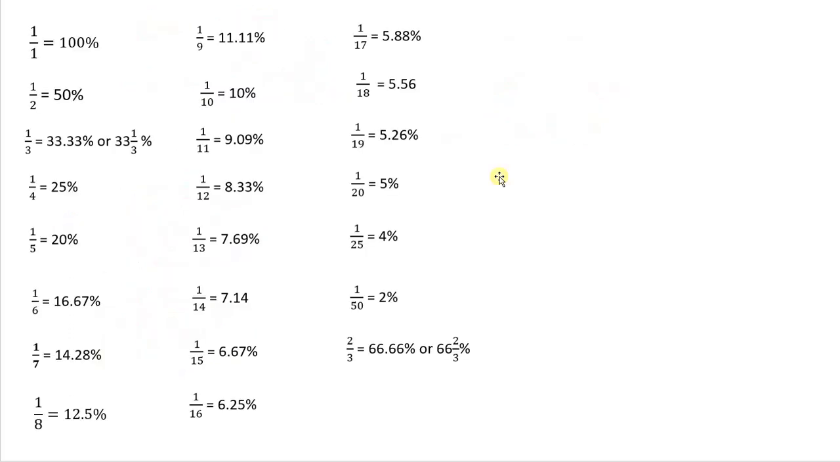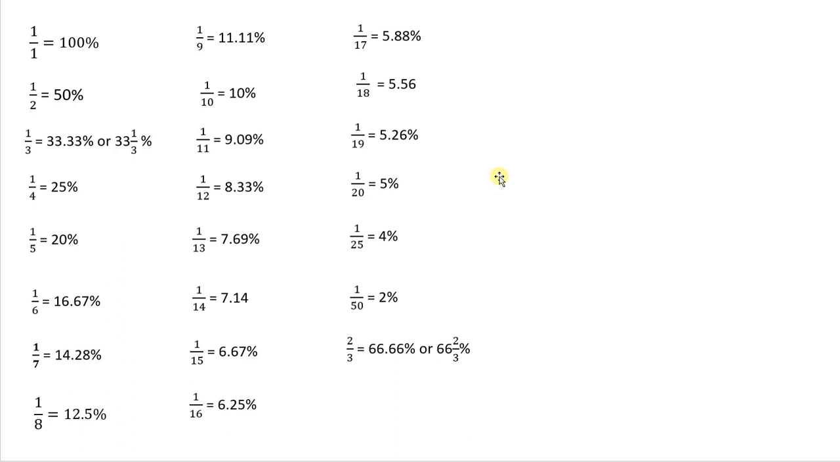Here I prepared some percentages and fractions. Please guys, memorize all these things because you will be using these fractions and percentages in the coming questions, most of the questions. So please memorize these fractions and percentages.